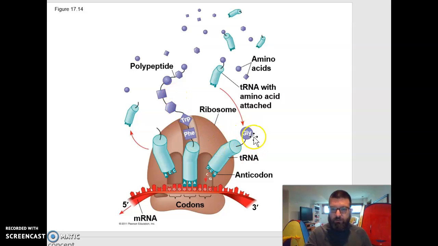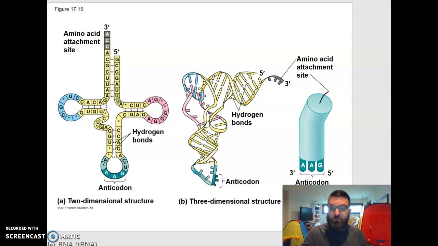What the amino acid sequence looks like. So these are three different ways to describe or show the same transfer RNA molecule, right? But either way, we've always got an attachment point for an amino acid at one side. This doesn't show the amino acid, but there would be one there. And we always have an anticodon on the other side. In this case, it's AAG.